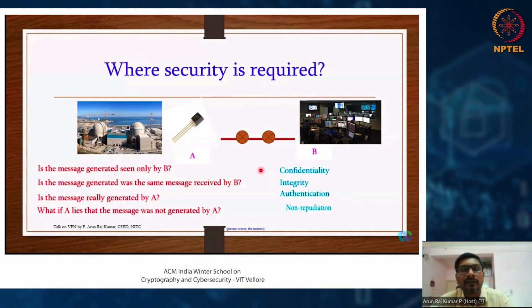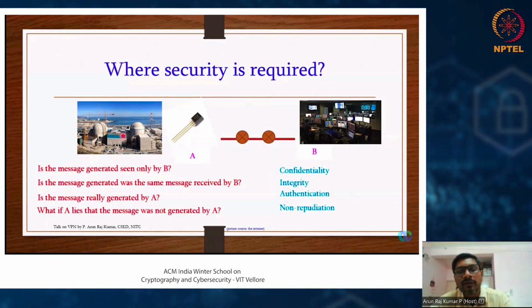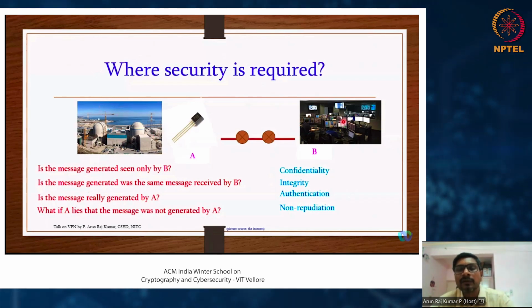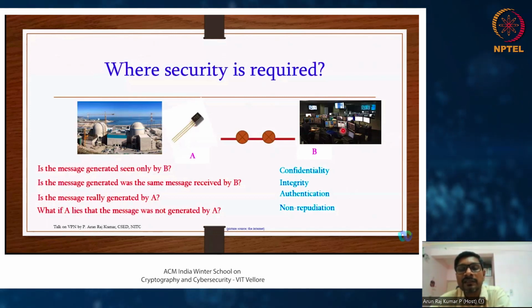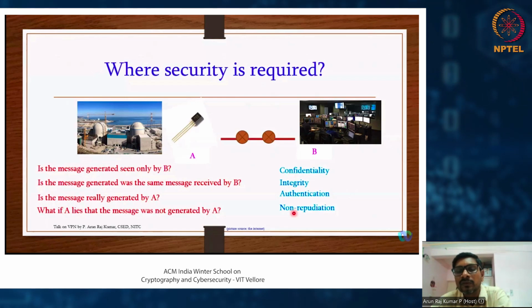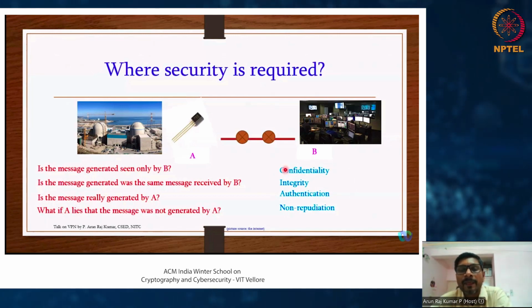These questions are common not only from the nuclear reactor to the monitoring station. They are applicable to any source and any destination, and the intermediate places. From source to destination, these questions are to be asked where the security is required, and we need to ensure all these goals. And of course, in VPN, we are trying to achieve all these goals in the network layer. We'll see how we are achieving those goals.